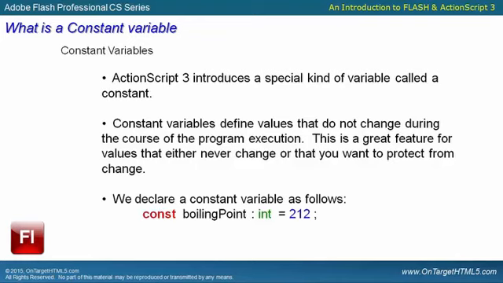So I use const instead of var. I give the variable a name. Then I set the data type, just as we've done before, and then I give it a value. In this case, I've got a constant variable called boiling point. I've data typed it as an integer, and remember that colon, that's very important. That's what signifies our data type. Then I've given an assignment of 212 degrees. So the boiling point of water, 212 degrees. And then I end that with a semicolon.